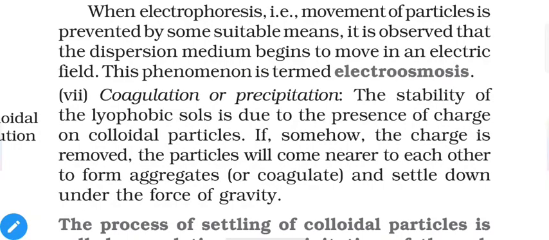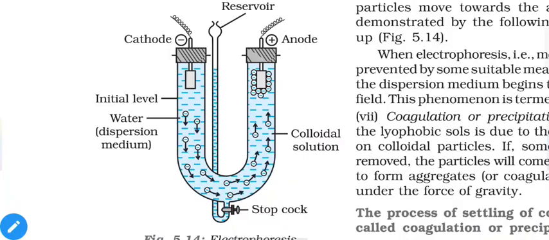When the movement of a particle is prevented by some suitable means, that means a semi-permeable membrane. If we place a semi-permeable membrane in the way of colloidal particles, then they are not able to pass through it. So at that time it is observed that the dispersion medium begins to move in the electrical field. This phenomenon is termed electroosmosis. Okay, so the remaining properties will be discussed in the next lecture.